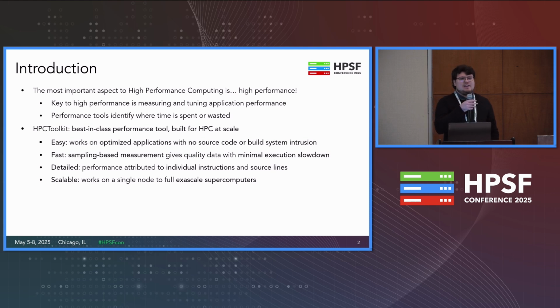In fact, we say it's a best-in-class performance tool built for HPC at scale. There's a number of things that make HPCToolkit unique, but I've chosen 4 things here. First, it's easy to use. We run on optimized applications and don't require any intrusion into your source code or build system. You just run your code as you normally do, and we measure it.